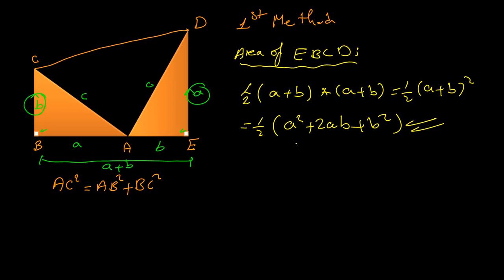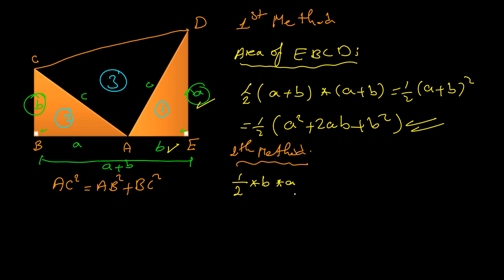We have another method to calculate this area by calculating three areas: the first triangle, the second triangle, and the third triangle, and adding them together. Let's do the second method to calculate the area of the same figure. First, let's calculate triangle number 1. The area is half times base times height. It's a right angle triangle, so I can consider this the base and this the height. So I have half times B times A. This is triangle 1.